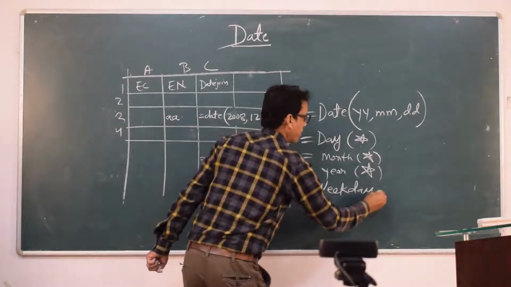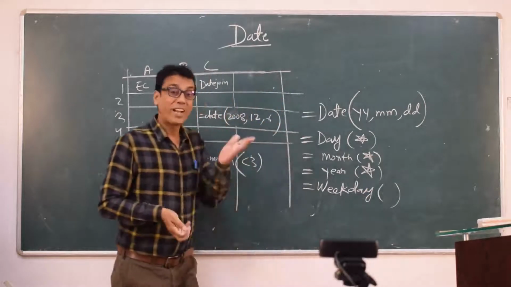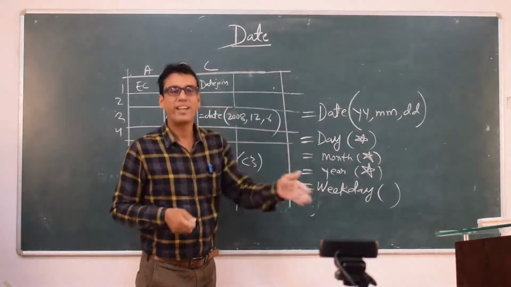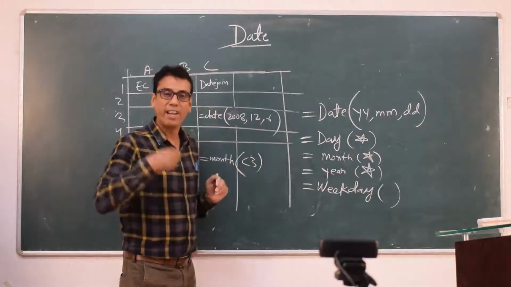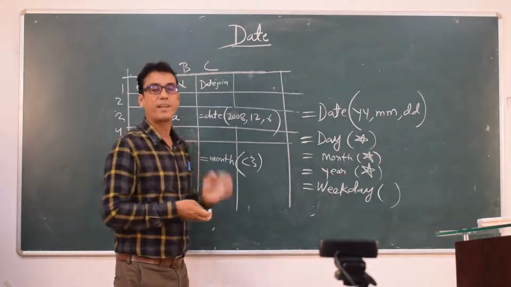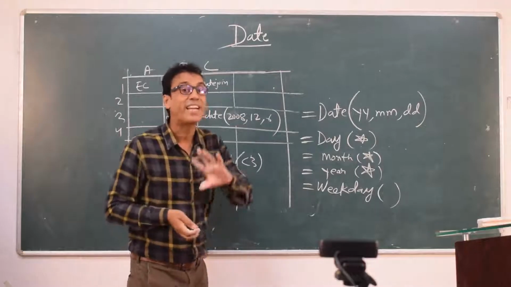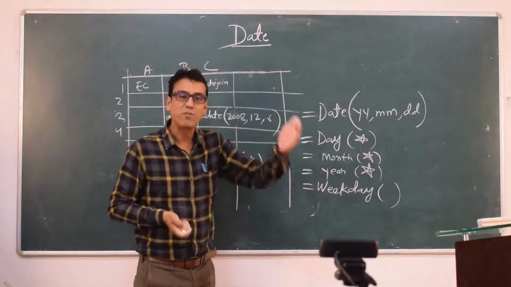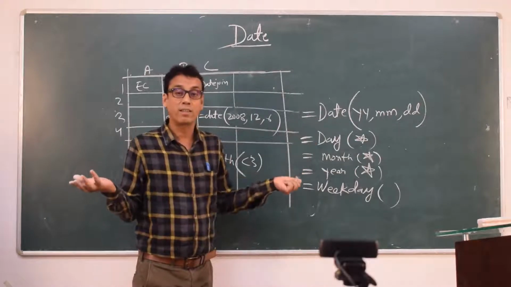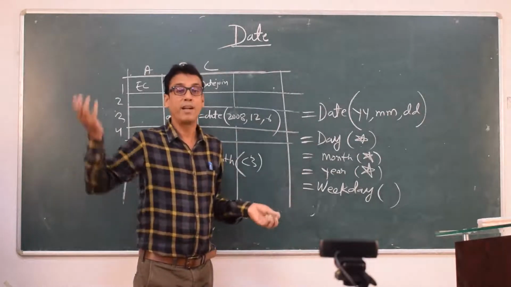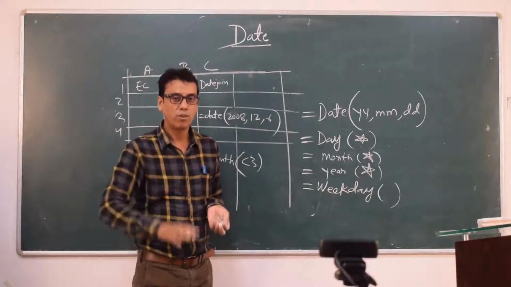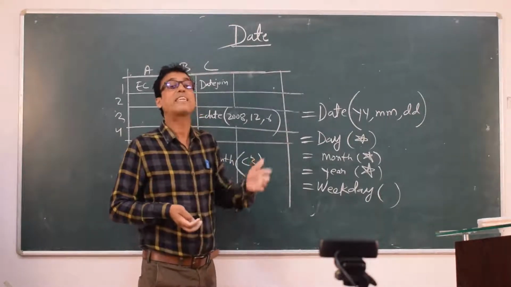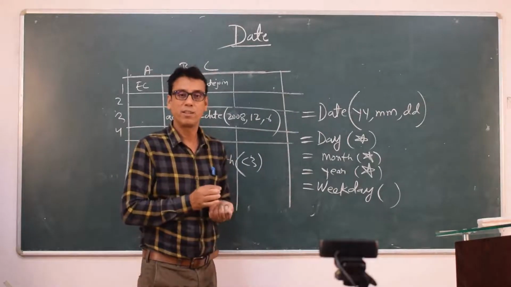Weekday. You can know the month by just looking at the date. You can know the day by just looking at the date. You can know the year by just looking at the date. But you cannot know the weekday. Was it Sunday, Monday, Tuesday, Wednesday? I know my date of birth, 2nd December, I'm not going to disclose the year here. But what was the weekday?